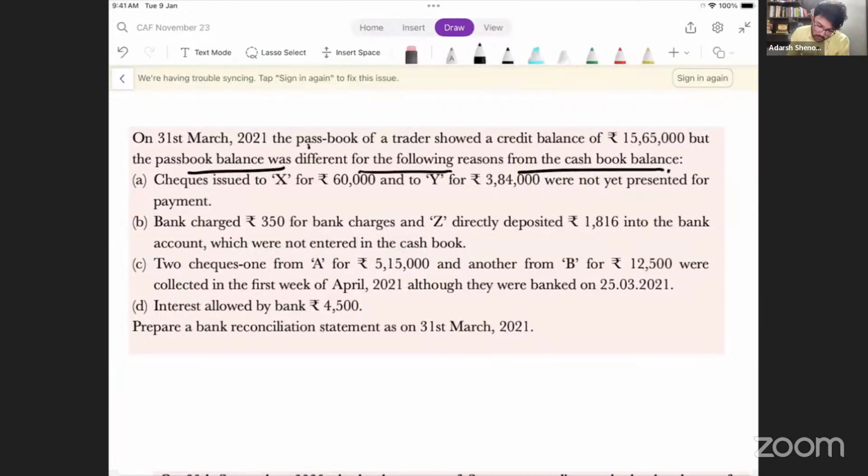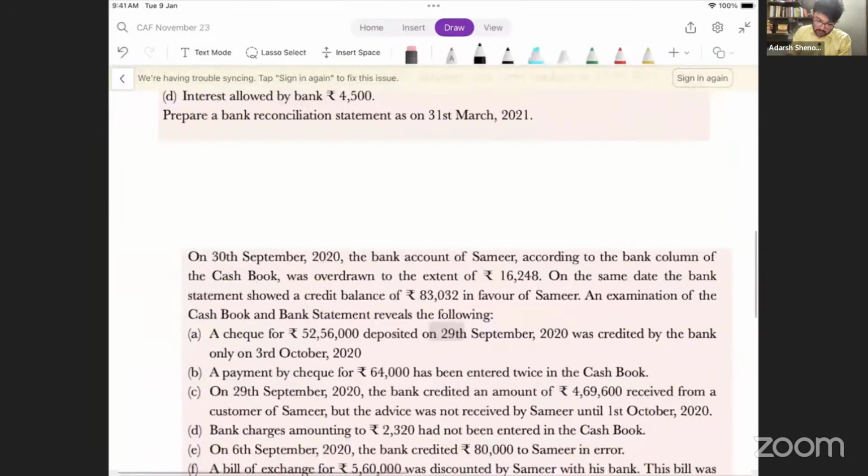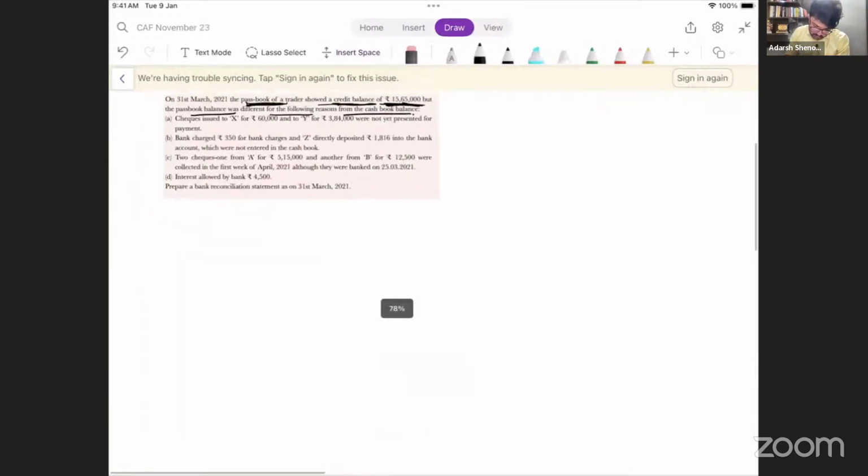So what have they given? The passbook of a trader showed a credit balance of 15,65,000. So what book are they taking as the base? They are taking the passbook as the base and it's showing a credit balance. So is this a positive balance or a negative balance? Is this a favorable balance or an unfavorable balance? Credit balance as per passbook. That's a favorable balance. Okay, that's a liability for the bank, an asset for us. So it is a favorable balance, 15,65,000. So let's start. Let's not waste too much time. Let's start with the format.